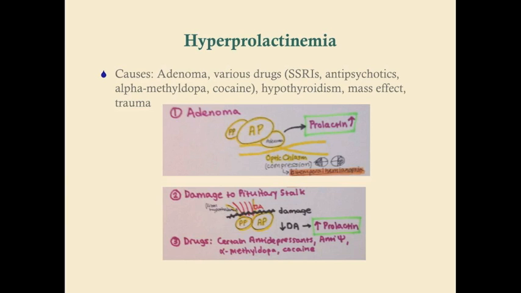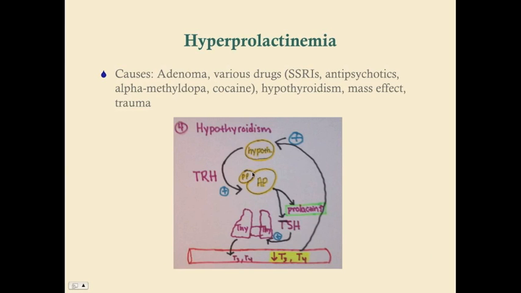Antipsychotics cause an increase in prolactin because they act to inhibit dopamine. So if you have a dopamine inhibitor in the bloodstream, then you're going to increase prolactin. Prolactin is regulated by the prolactin releasing factors, which are most notably serotonin and thyrotropin releasing hormone, and a negative effect by dopamine. So anything that inhibits dopamine or increases TRH or serotonin is going to increase prolactin. And then alpha-methyldopa and cocaine are other drugs that can cause an increase in prolactin.